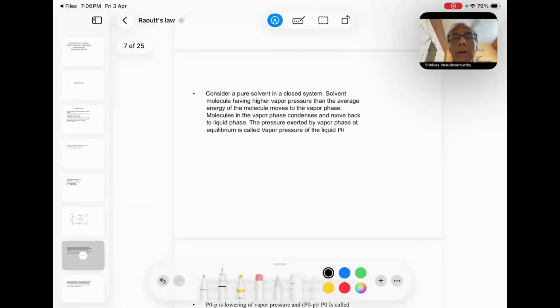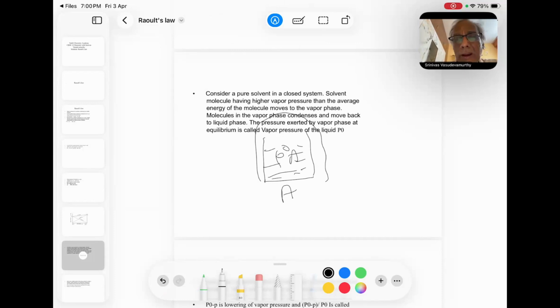Right. Now, I'm going to a solution containing a non-volatile solute and a volatile solvent. For example, I've taken a pure solvent A; P naught A is the vapor pressure here. Let us see what we mean by vapor pressure. I have taken a closed system here. This is the liquid phase, and above the liquid phase is what we call the vapor phase. So I have taken a liquid phase and a vapor phase here.